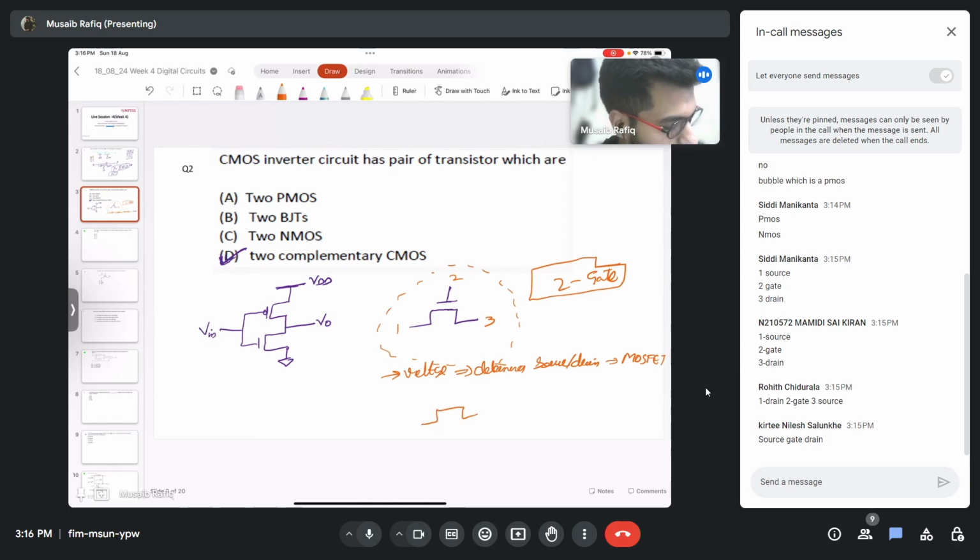So if this is my NMOS, this is my gate. If I connect VDD to here, this becomes my drain, and this becomes my source if I ground it. Keep this thing in mind always. And what about PMOS? For PMOS, it becomes slightly opposite. So PMOS, okay, let's stop there. What is this terminal that I have highlighted?